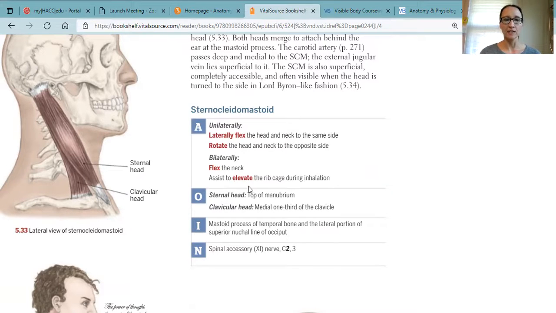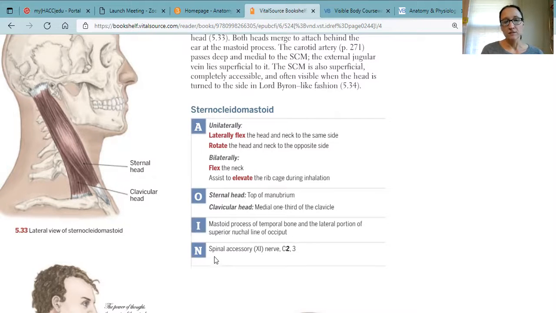Now, because it does attach to the sternum, it can assist to elevate the rib cage via the sternum, lifting everything up during inhalation. In fact, if I breathe in really hard, you can see my SCMs. They do engage as they're trying to move everything into elevation during that inhalation.